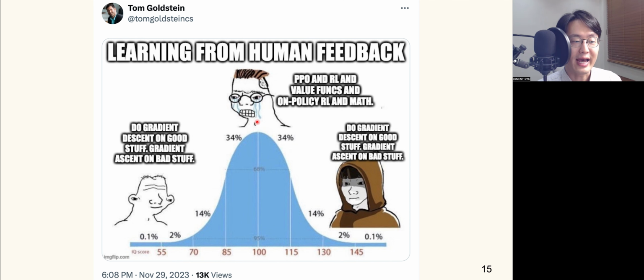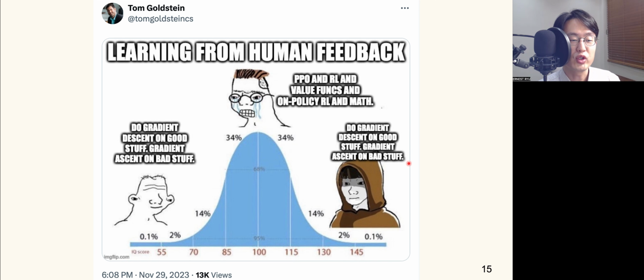But then after this stage, the smarter guy arrives at a more enlightened stage. And he just reverts to the simple interpretation that RLHF is doing gradient descent on good stuff and gradient ascent on bad stuff. And I think this tweet is quite instructive. So yes, this is us at some point. We did go through a lot of math on reinforcement learning, PPO, RL, value functions. And that's, in my mind, all necessary to get a firm understanding of all the moving components.